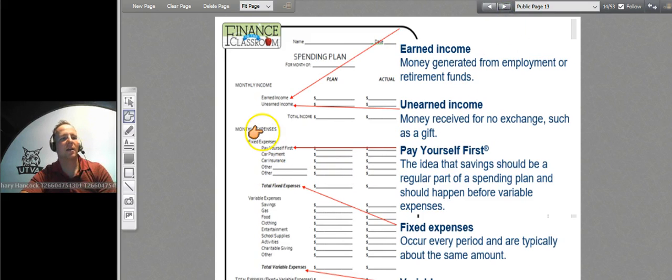Okay, this is something that I can share with you if you're interested. This is just a little way to track it. Your earned income, money that you've just received, so that could be like an allowance or something like that. Paying yourself first, how much you're going to put away, fixed expenses and variable expenses, and then you come up with a budget that way. So anybody who wants that, you can email me and let me know. I could also put it up on my website.